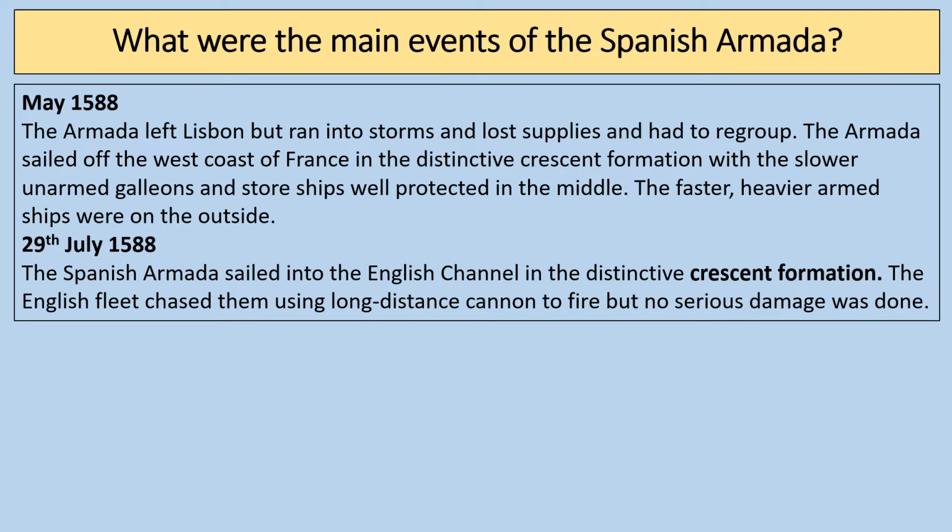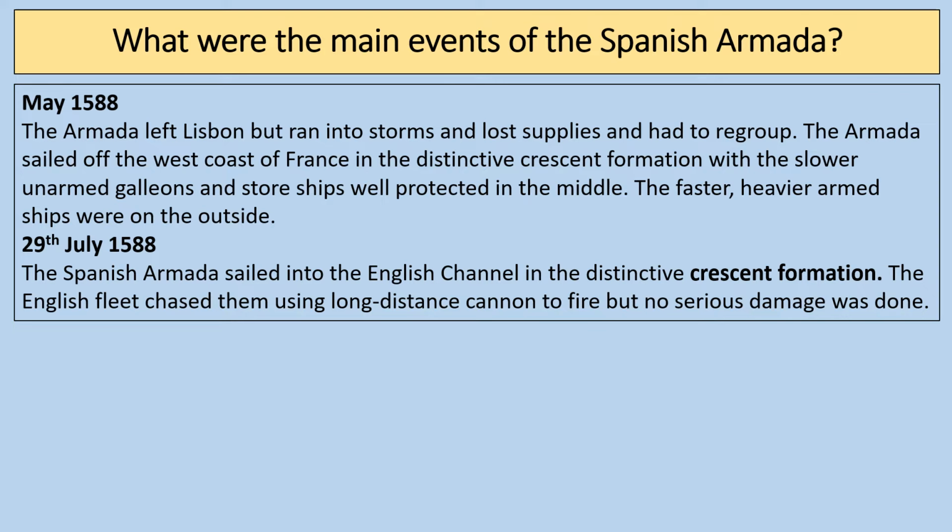The Spanish Armada left Lisbon in May 1588, but it very quickly ran into storms, lost supplies, and had to regroup, but it sailed up the west coast of France in this very distinctive crescent formation. Now, the slower unarmed galleons and store ships were well protected in the middle. So although there are around 130 boats in the Spanish Armada, only about 64 of those are actually battleships. The rest of them are basically transport ships, storing men and supplies and that type of thing. So they're not armed, so they can't be used in battle.